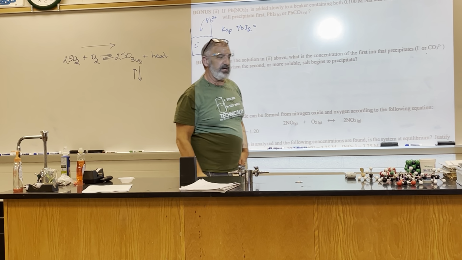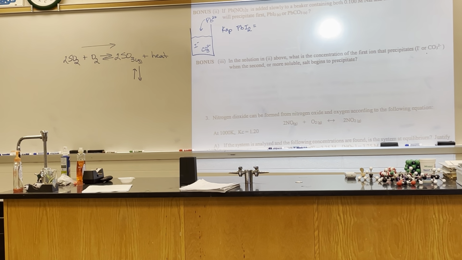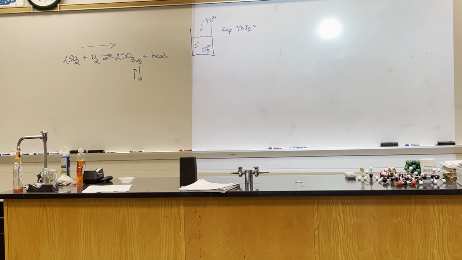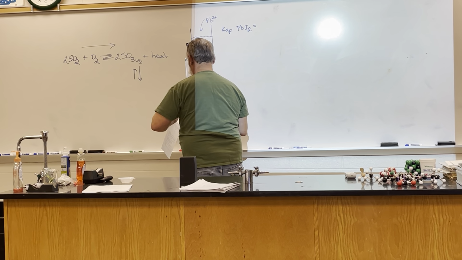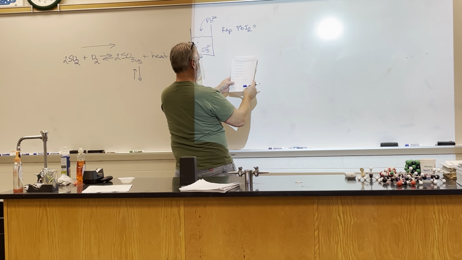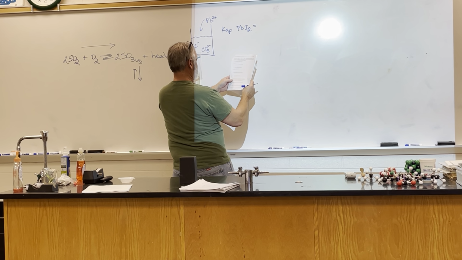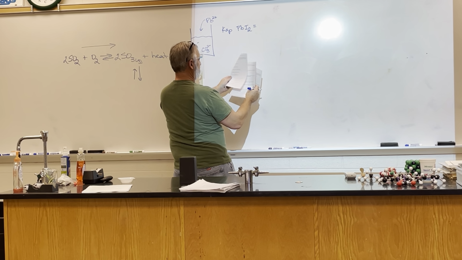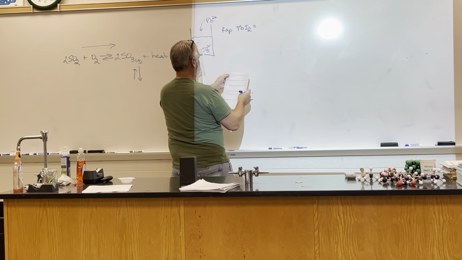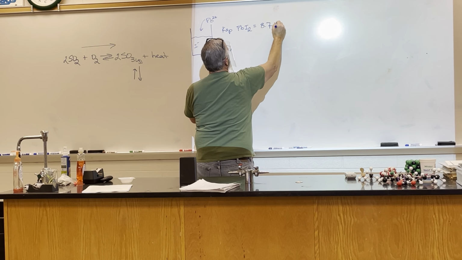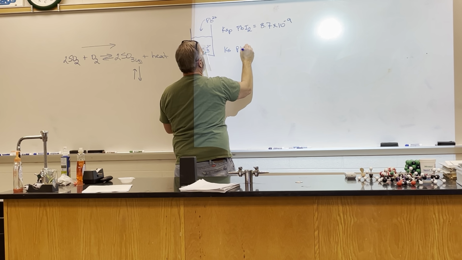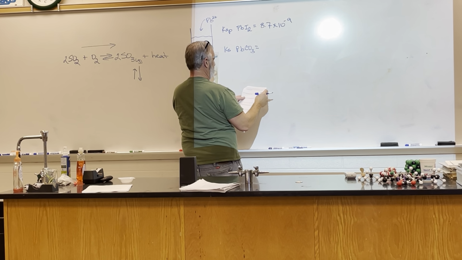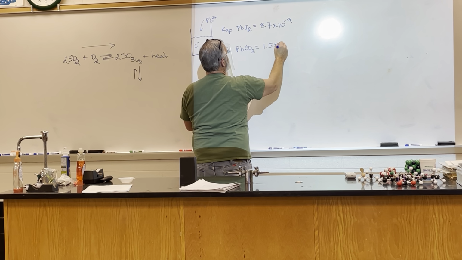does anybody still have a test? KSP of PbI2 is, I gotta go to the previous page. KSP of PbI2, oh, there it is, right there at the top. 8.7 times 10 to the minus 9. And the KSP of lead carbonate is going to equal 1.5 times 10 to the minus 13.